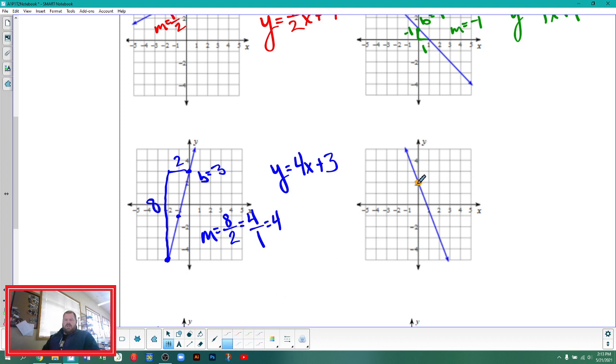In the next one, it looks like it goes through the point 2 on the y-axis. And then my next point, let's see, I see one right there. We'll use that one. It looks like it goes down 1, 2, 3, 4, and 5, and over 2. Down 5, over 2, gives me a slope of -5 over 2. So my equation is y equals -5 over 2 x plus 2.